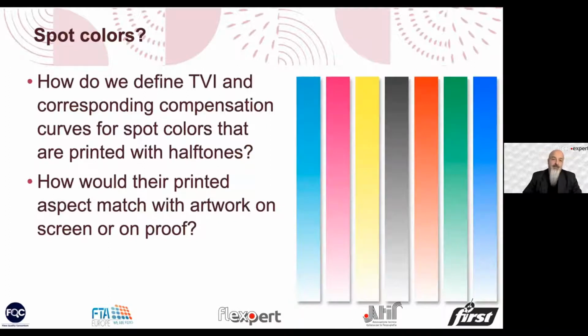So if I read straight from the text that is on the first: with the ever-increasing need to control brand colors tints and the growing popularity of expanded gamut ink sets, it became clear that a new methodology was required. Yeah. We print in expanded gamut, seven colors, and how do I define the TVI curves and the corresponding compensation curves for these expanded gamut colors, or even for normal spot colors that are printed with halftones? How would the printed aspect match with the artwork on screen or on proof?